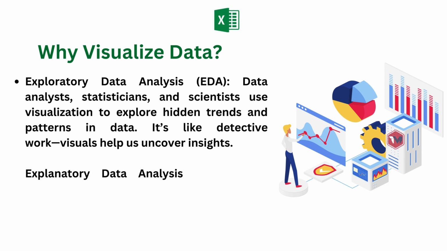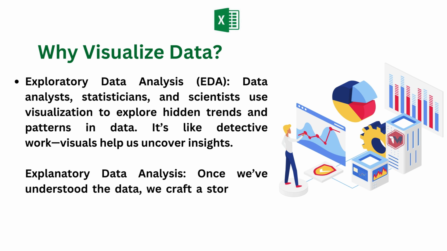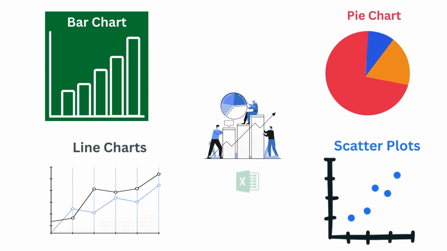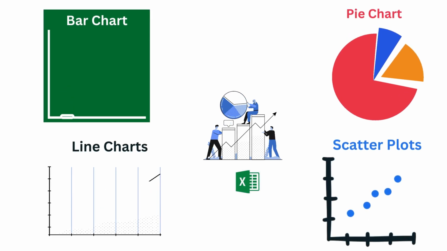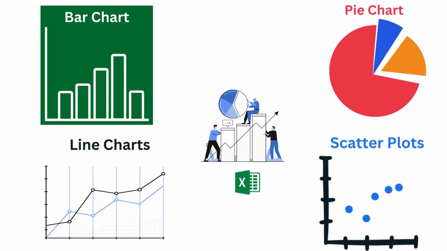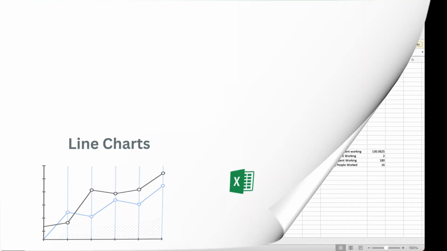And the second is what is known as explanatory data analysis. Once we have understood the data, the next thing we want to do is craft a story using the visuals to convey our findings. Think of it as storytelling with data, essentially. So some examples of data visualization, like I said earlier, include bar charts, line charts, pie charts, and scatter plots, just to name a few. But today we'll be focusing on a bar chart.